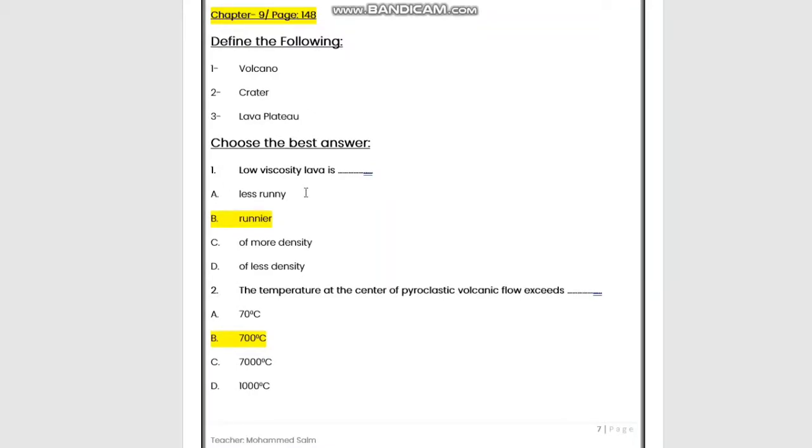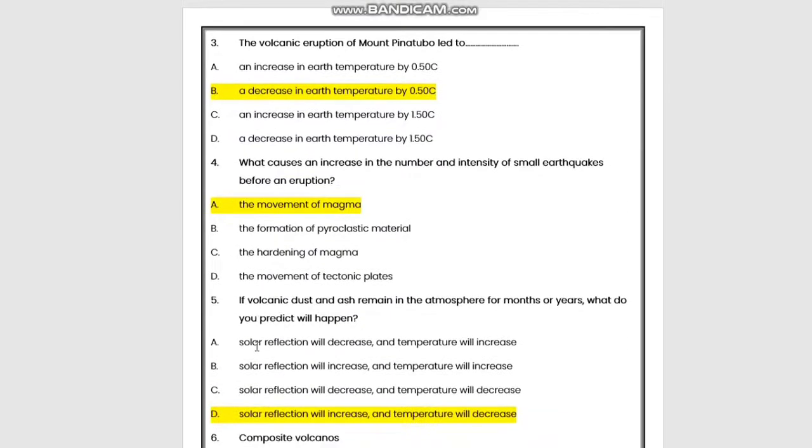So choose the best answer. Low viscosity lava is runnier or more runny? Both are correct. Okay, runnier. The temperature at the center of a pyroclastic volcanic flow exceeds 700 Celsius. Okay, this is important as well. Next question, please. The volcanic eruption of Mount Pinatubo led to a decrease in Earth's temperature by 0.5 Celsius. So this is important as well.